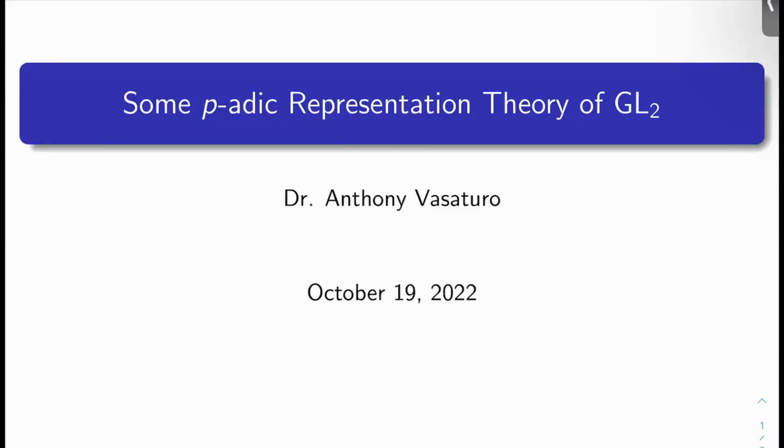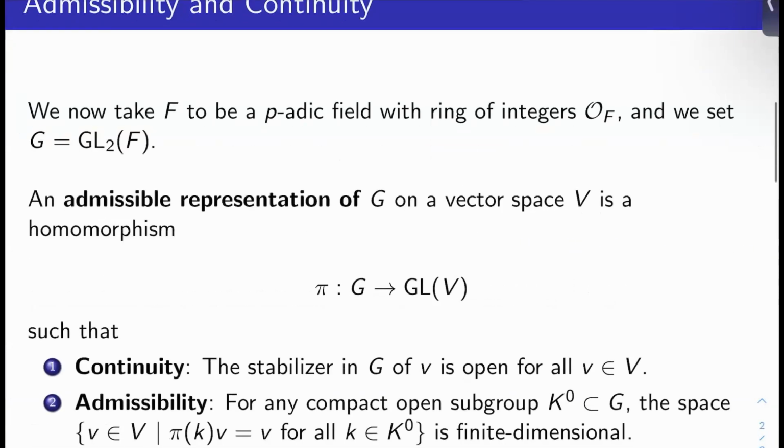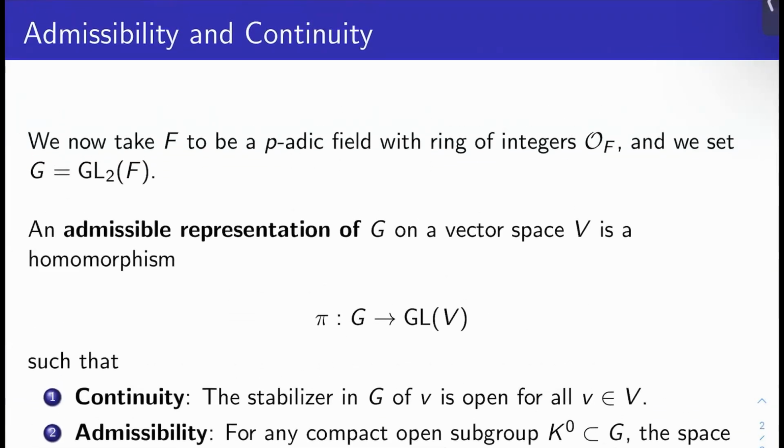So we just finished talking about some of the basic Archimedean representation theory for GL2 over the past couple of videos. In this video, we'll look at some of the p-adic representation theory of GL2. And so first, let's talk about how admissibility and continuity should be defined. The setup is we'll take F to be a p-adic field with ring of integers O_F, and we'll set G now equal to GL2 of F instead of GL2 of R like we were looking at previously.